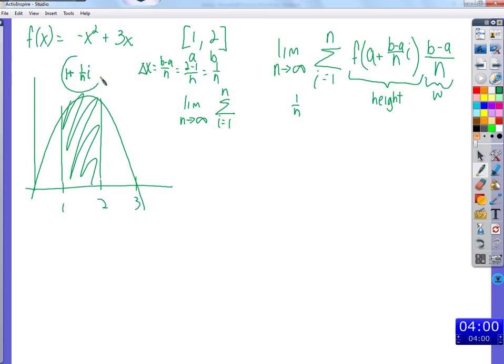So we're going to plug this into each x, and that will give us the height for each individual rectangle if we were going to do this one by one. So negative (1 plus i over n) squared plus 3 times (1 plus i over n). Now remember, I'm putting parentheses around this because this entire thing is the height of the rectangle, and this is the base, or the width, of the rectangle. So we need the whole height times the width.